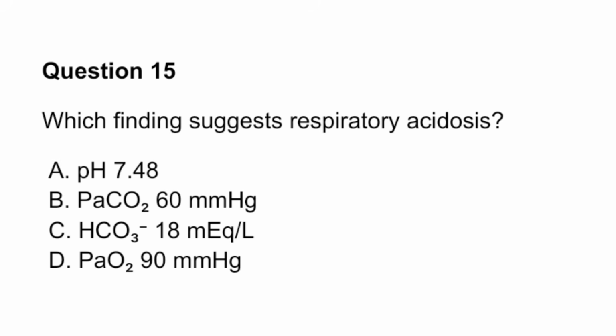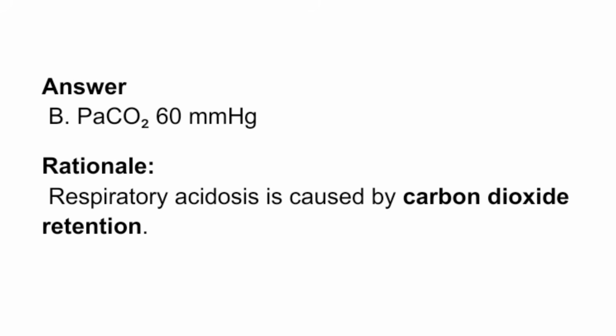Question 15. Which finding suggests respiratory acidosis? A, pH 7.48, B, PaCO2 60 mm mercury, C, HCO3 negative 18 milliequivalents per liter, D, PaO2 90 mm mercury. Answer: B, PaCO2 60 mm mercury. Rationale: respiratory acidosis is caused by carbon dioxide retention.